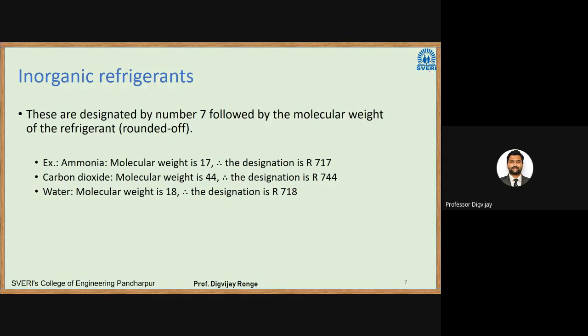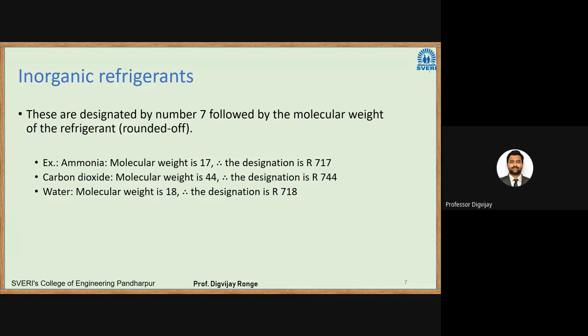Under natural refrigerants, we have organic, which are called hydrocarbons. Under that, we have inorganic. The common examples of inorganic are air and water. These are designated by number 7, followed by the molecular weight of the refrigerant.